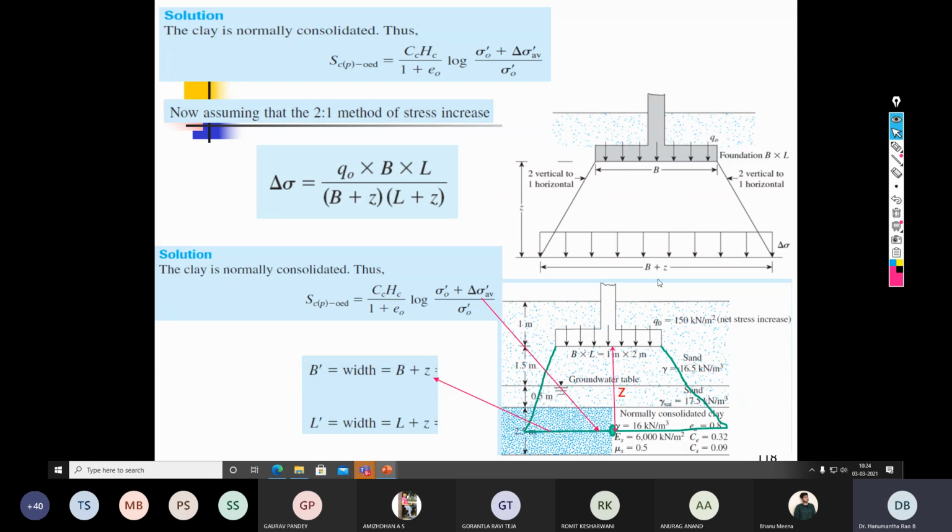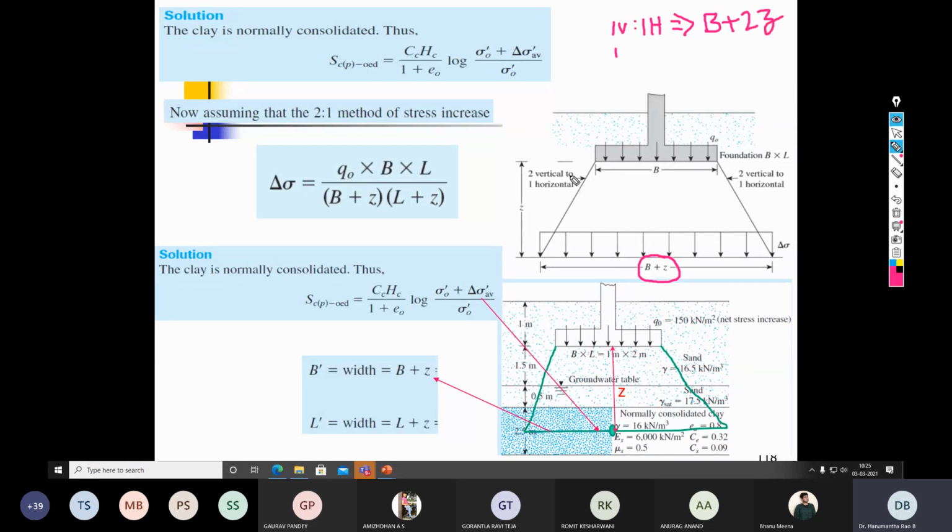Now again, this B plus Z is valid only if we consider 2 vertical to 1 horizontal. Suppose I consider 1 horizontal to 1 vertical, can anybody tell me what it would be instead of B plus Z? It would be 2Z, so this will become B plus 2Z. Remember everyone.